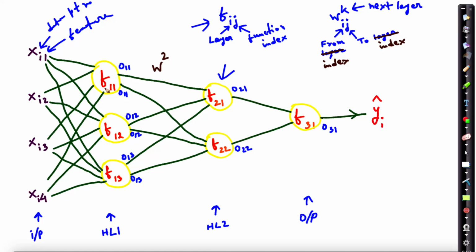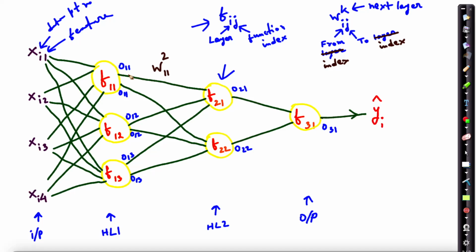So from which number function to which number function? Like here, this edge is coming from which particular function of this layer? 1, right? And where it is going? It is going to the first function of layer 2, right? So I'll write here 1.